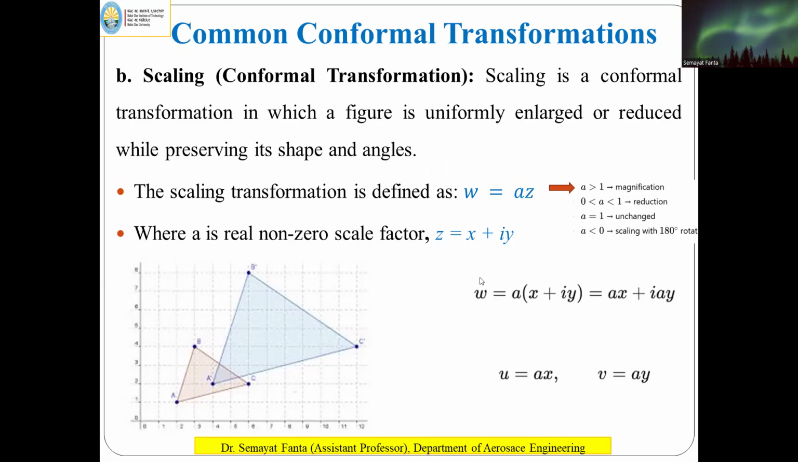During this scaling, we have w equals a times x plus iy, which is ax plus iay. So the real and imaginary parts of this transformation are u equals ax and v equals ay. These are the real and imaginary components.